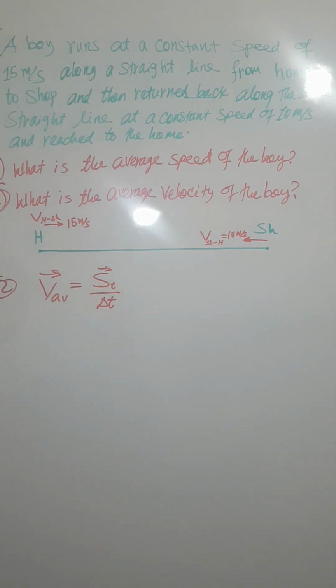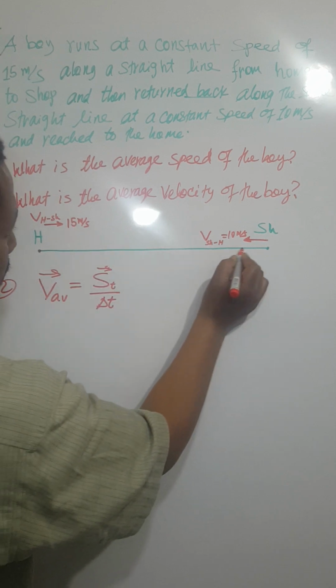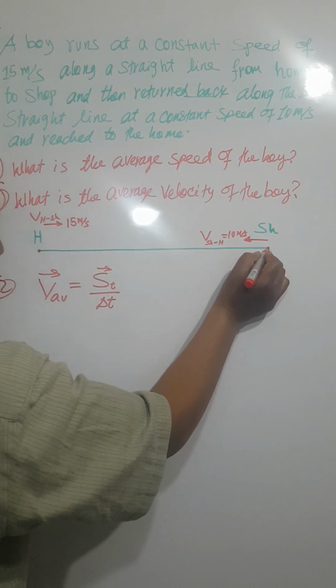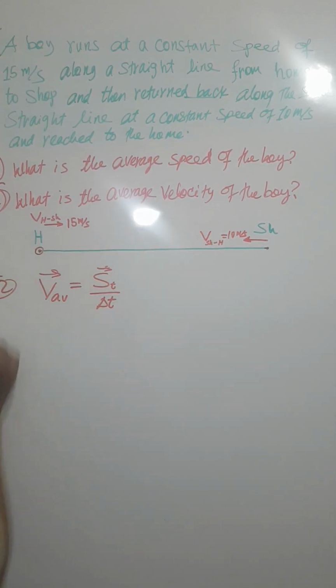But looking at the question again, a boy runs at a constant speed of 50 meters per second along a straight line from home to shop, and then returns back along the same straight line at a constant speed of 10 meters per second and reaches home. This means the boy started from this point, ran with a speed of 50 meters per second, reached the shop, and returned with a speed of 10 meters per second to the point he started.